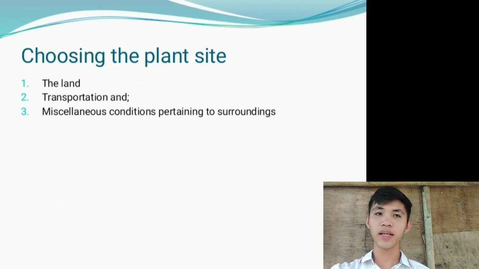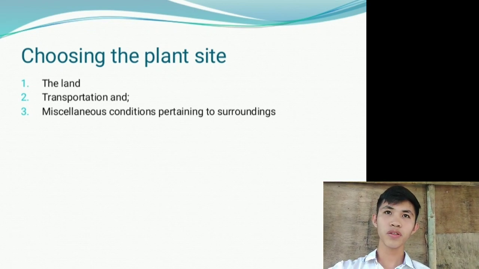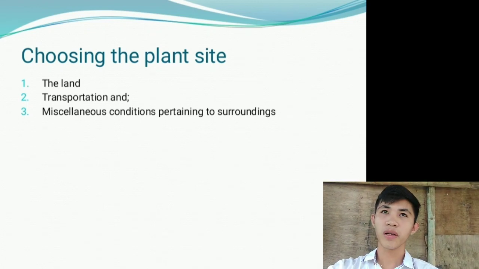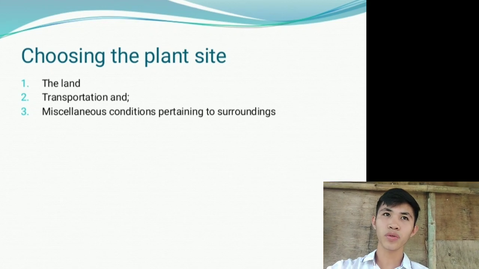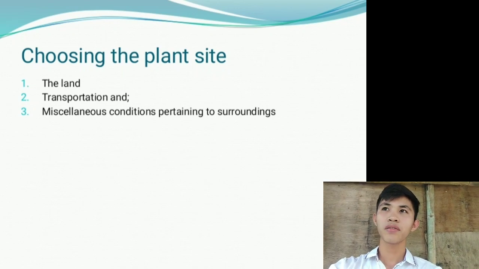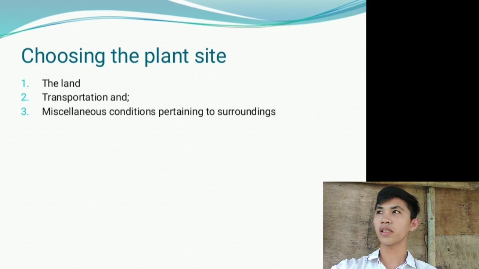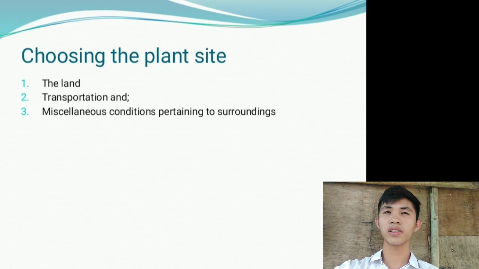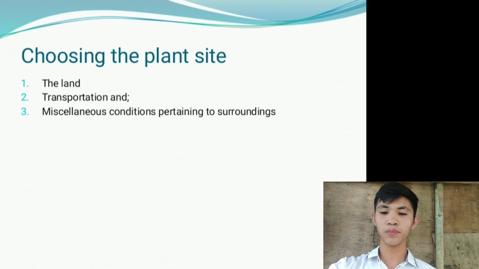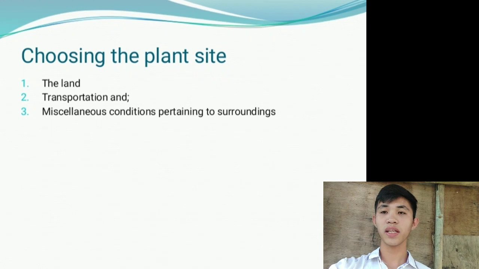So think that if, for example, you are going to put up a restaurant, then of course you must find a land that is suitable for your establishment, and not just any lot you can build on. Of course, you are doing a business, so you must consider parking for vehicles, motors, bikes or something like that. Otherwise your customers will have to wait outside if your restaurant is full. So something like that is very important. Of course, also the transportation and miscellaneous conditions pertaining to the surroundings.